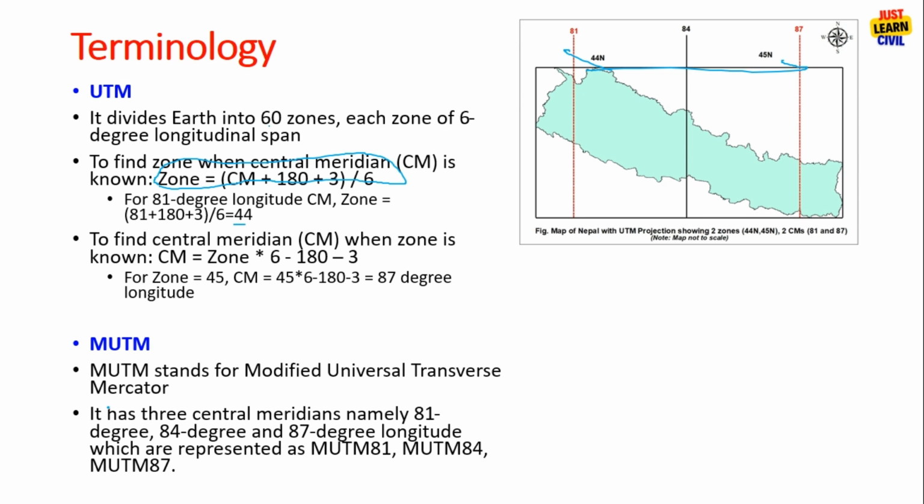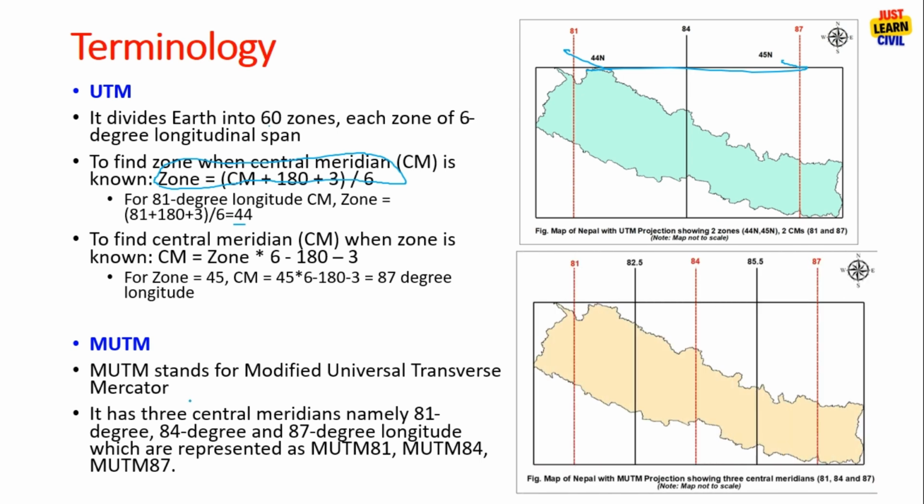And MUTM is modified for Nepal only. Here the zone is divided into 3 parts. Previously it was only 2, now it is 3. This 84 is the new central meridian. And it has no such formula as above to find the central meridian and zone.